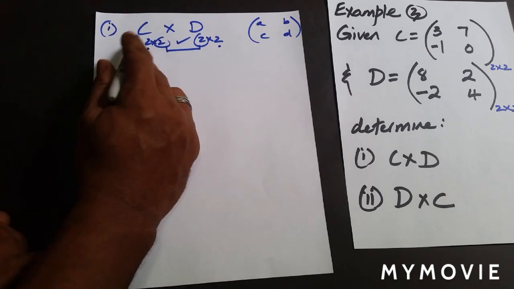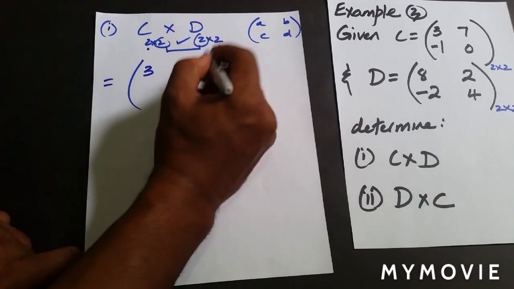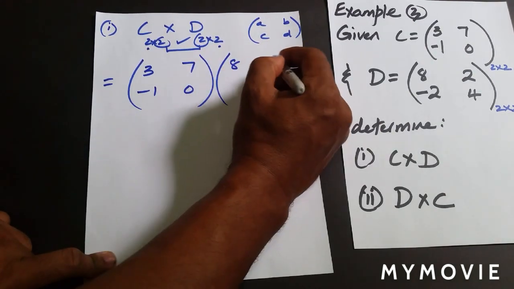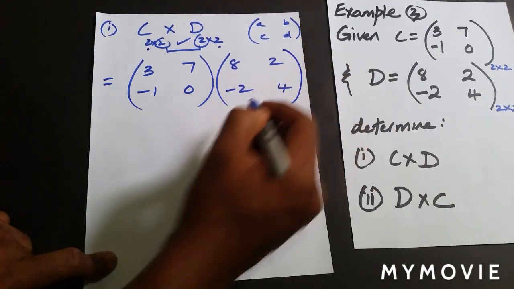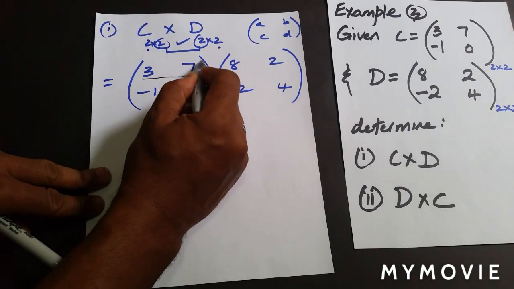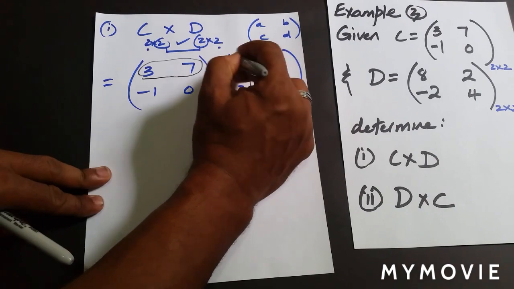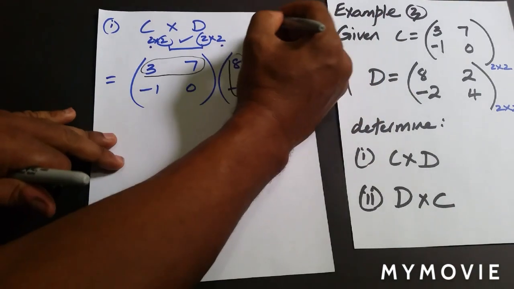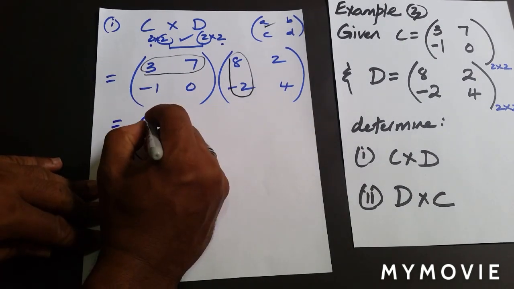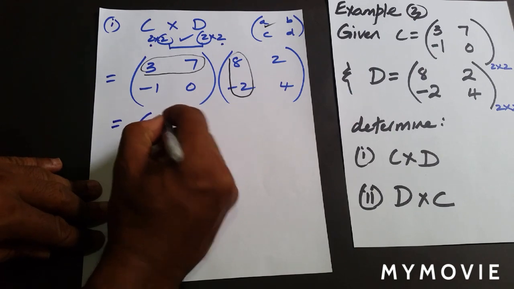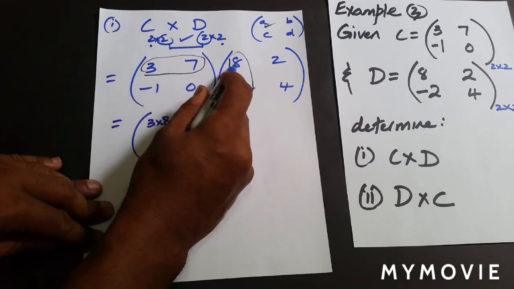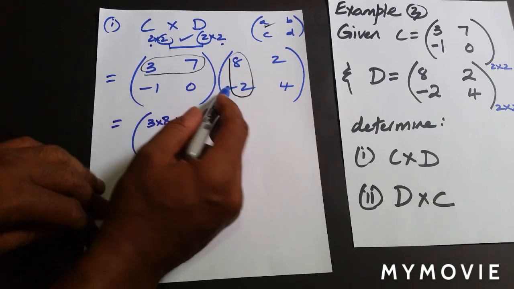So let's proceed. Matrix C comes first, and matrix C is 3, 7, minus 1, 0. And matrix D is 8, 2, negative 2, 4. Now, again, it is row by column. So first row by first column there to give us this element here. All right, so we're going to take our time and work this problem now. So it's going to be 3 times 8 plus 7 times negative 2.